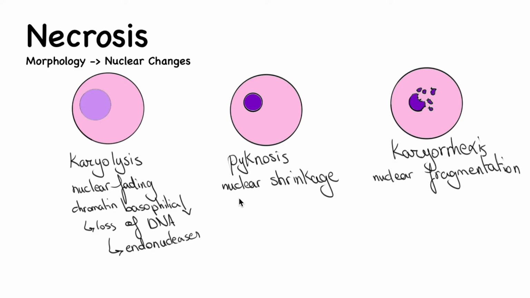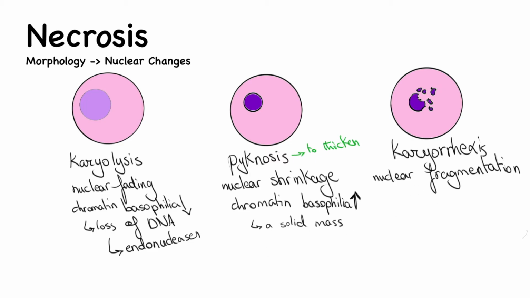Pyknosis or nuclear shrinkage, it literally comes from Greek pyknos, meaning to thicken up or to condense. So basically the chromatin condenses into a solid mass, so we have nuclear shrinkage and we have increased basophilia because instead of fading away, it actually condenses.